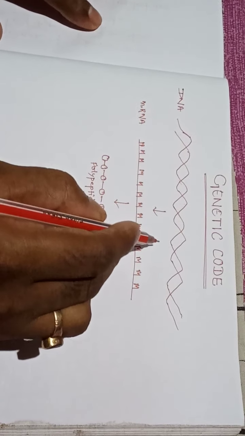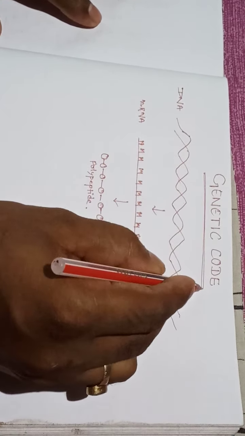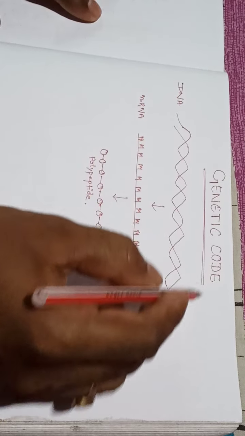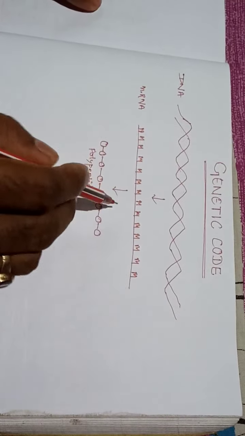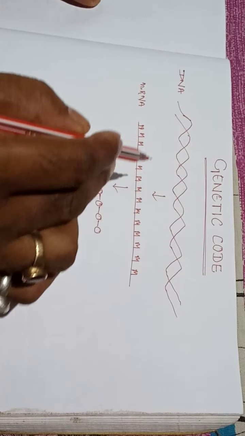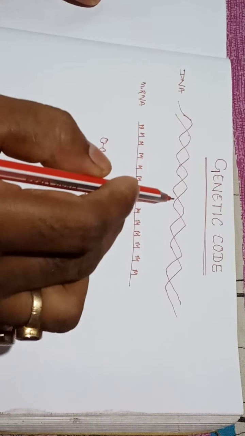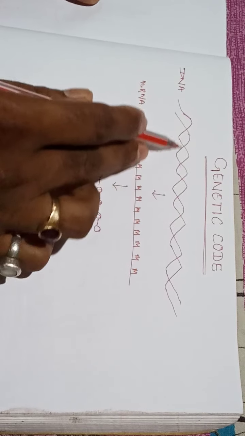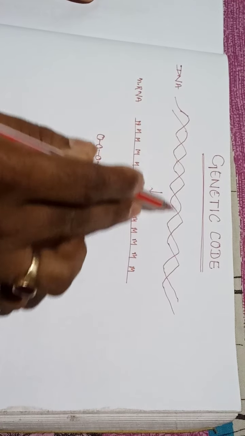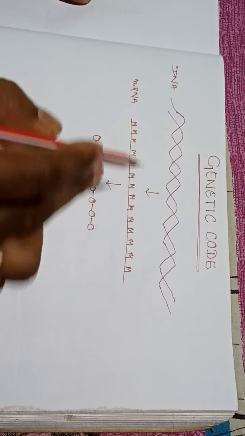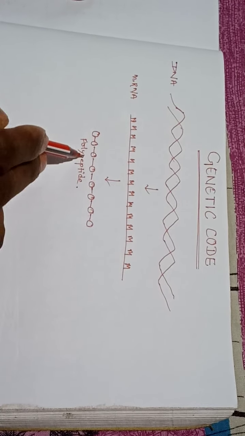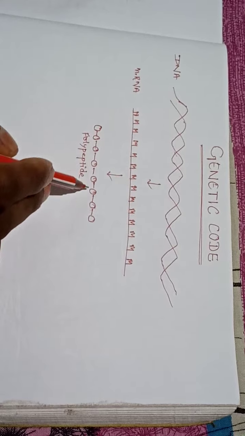Hello friends, today I'll be talking about the genetic code, how the genetic code was deciphered, and what the properties of the genetic code are. Okay, so first let me define: what is the genetic code? The genetic code is the relationship between the nucleotide sequence of the DNA or the nucleotide sequence of mRNA with the amino acid sequence of a polypeptide or protein.